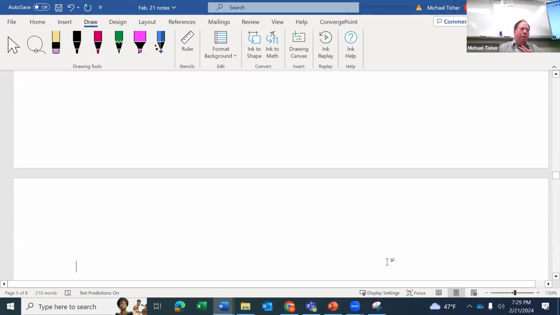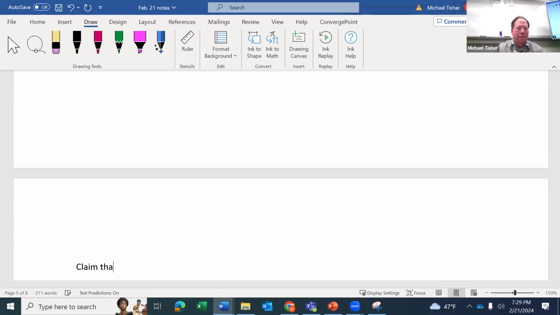Okay, now I'm going to make a claim here about a percentage, okay? So I'm going to claim that 80% of the world prefers cars over trucks, or prefers driving a car over driving a truck. That's my gut feeling.